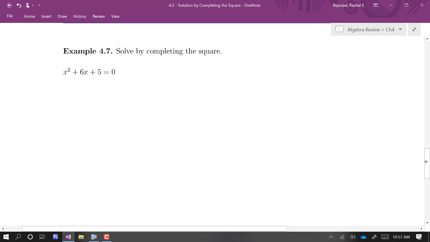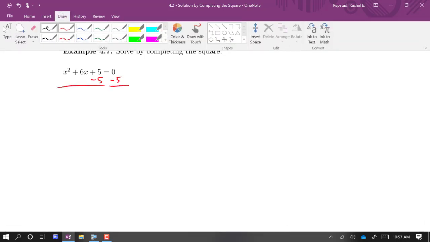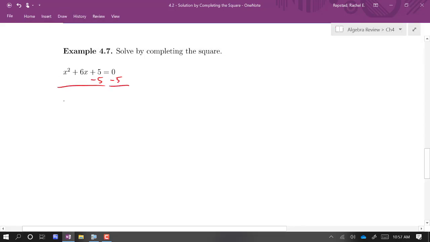So let's begin here. We'll note that the x squared coefficient is already 1, so I don't have to divide by anything, but I'm going to get that 5 on the other side. I'll subtract 5. Then I've got x squared plus 6x. Now I'm going to leave some space. I'm leaving some space for the magic. So x squared plus 6x is equal to negative 5.